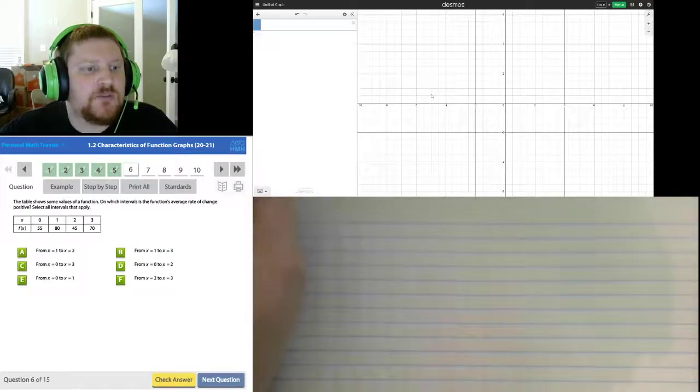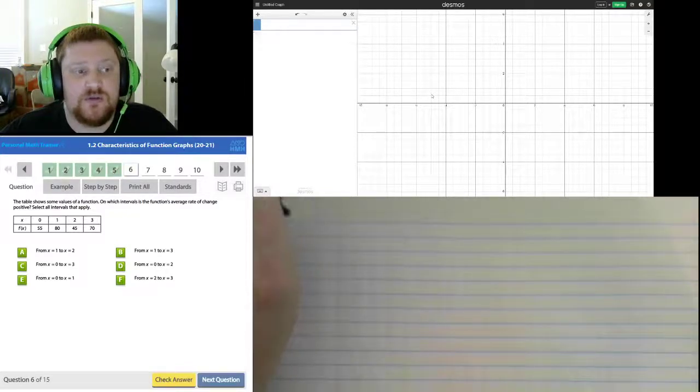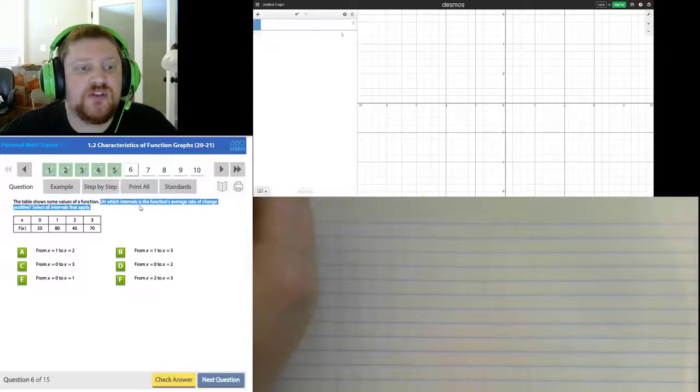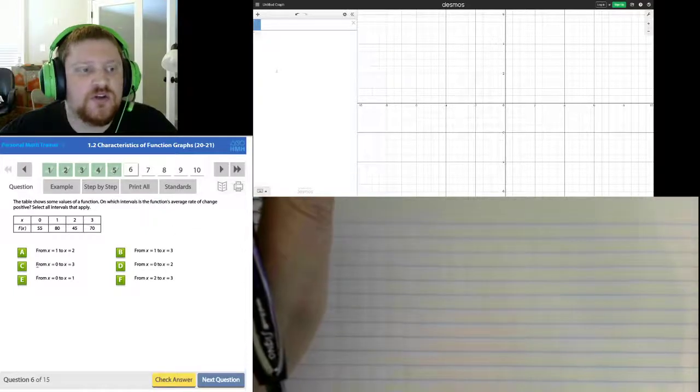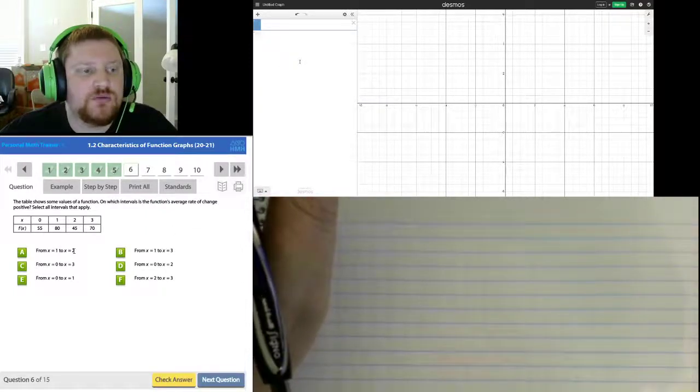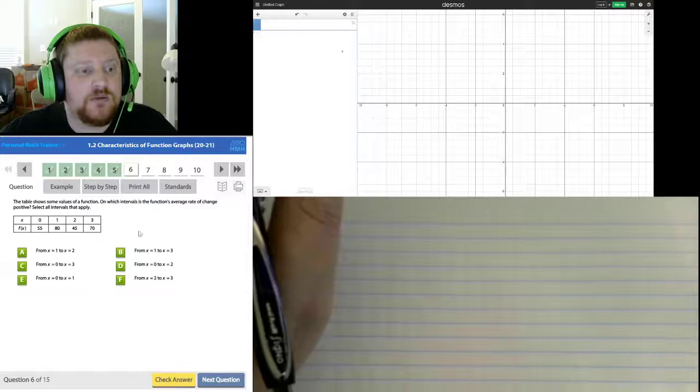The table shows some values of a function. On which intervals is the function's average rate of change positive? If I go from 1 to 2, my rate of change is definitely negative, so not that one. From 1 to 3, I start higher than I finish, so the rate of change would have to average a negative number.